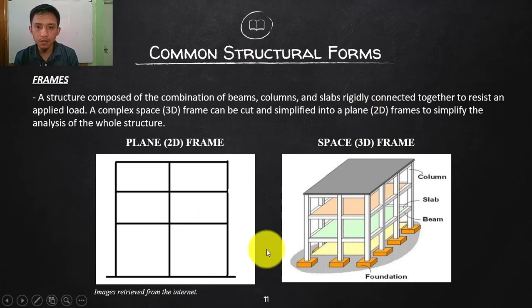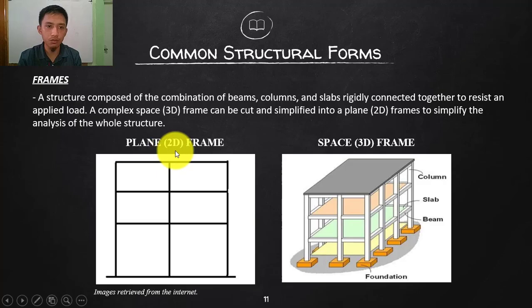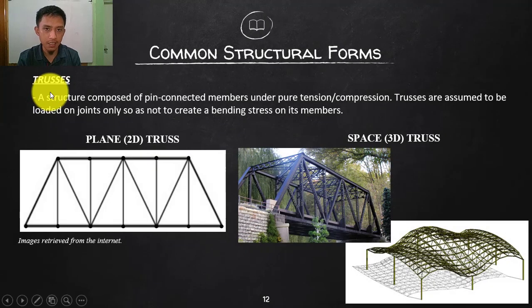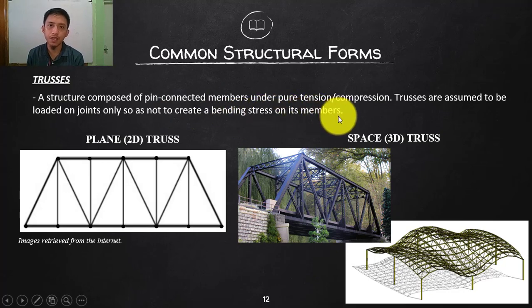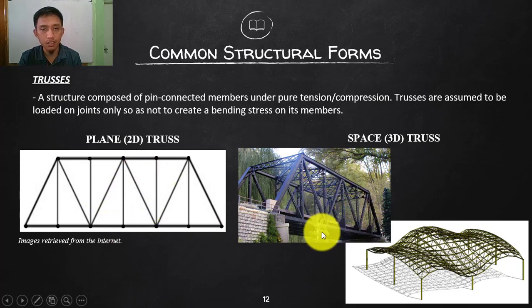Because we can relate that if we go to the next one, which is the trusses. A truss is a structure composed of pin connected members under pure tension or compression. Trusses are assumed to be loaded on joints only so as not to create a bending stress on its members. So this is the difference between a frame and a truss, because of its connection. In truss, it is the same: there is a 2D truss or plane truss, and we have a space truss or 3D truss.